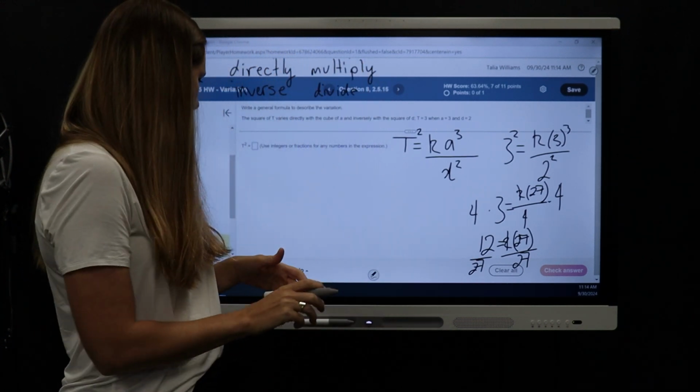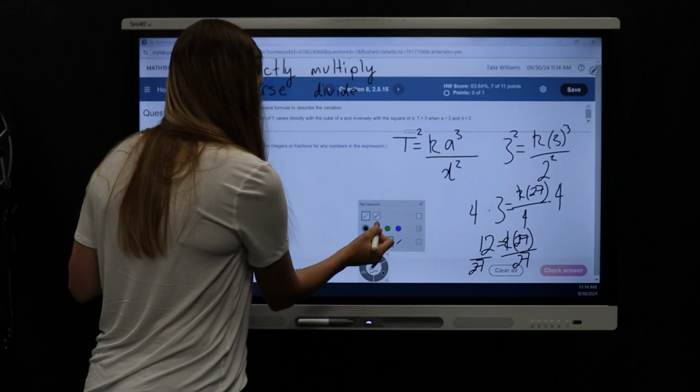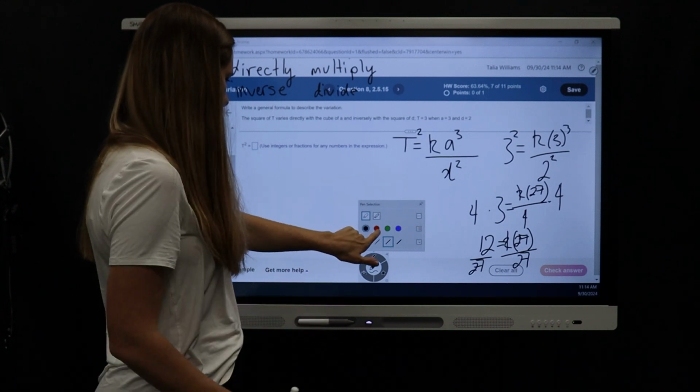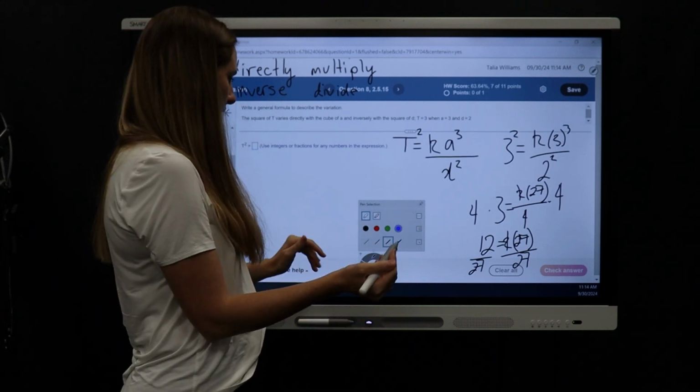So the big thing right here, let's change colors. Why are you not going? I don't care what color, just a different one.